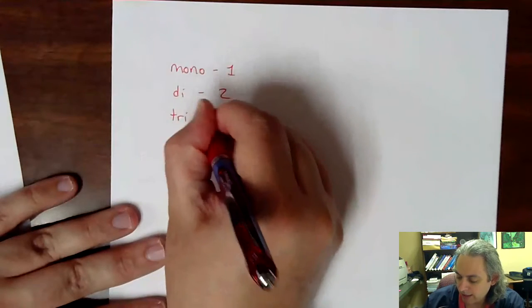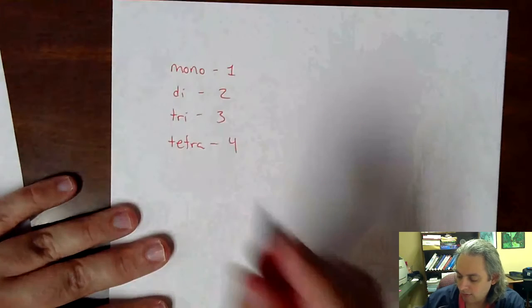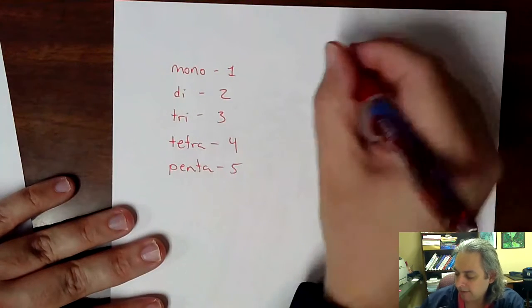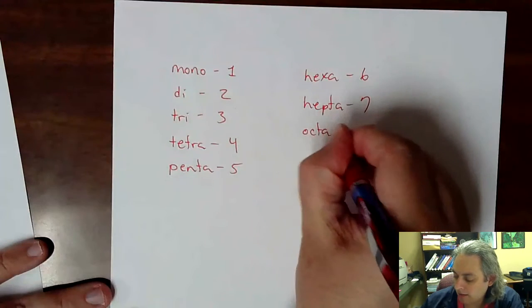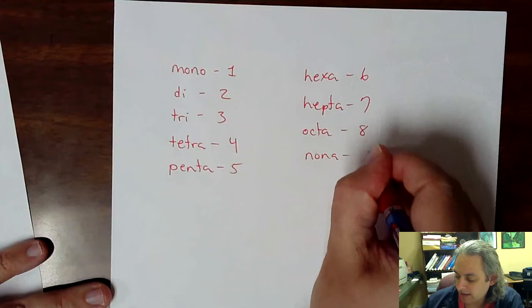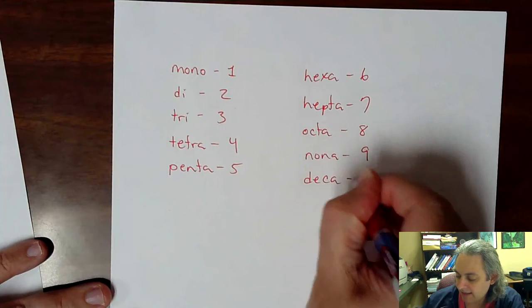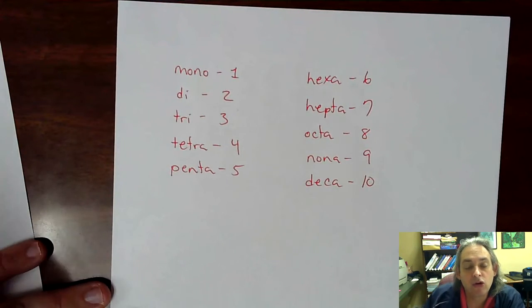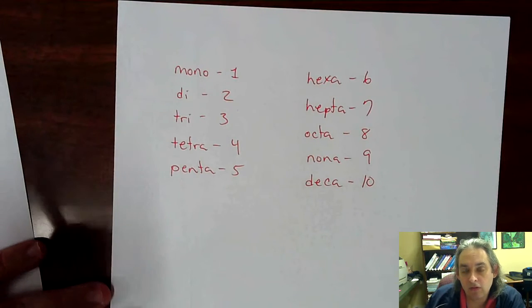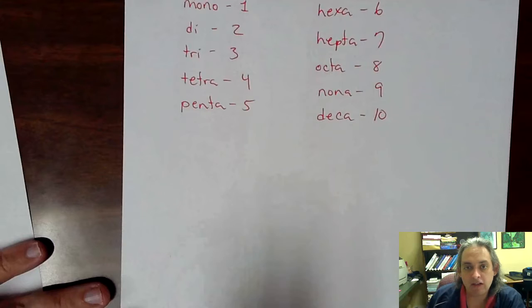The Greek prefixes that you have to know for naming covalent compounds include mono for 1, di for 2, tri for 3, tetra 4, penta 5, hexa 6, hepta 7, octa is 8, nona is 9, and deca is 10. And so we will use these prefixes to help us write the formulas and the names for the covalent compounds. Now let's do an example.